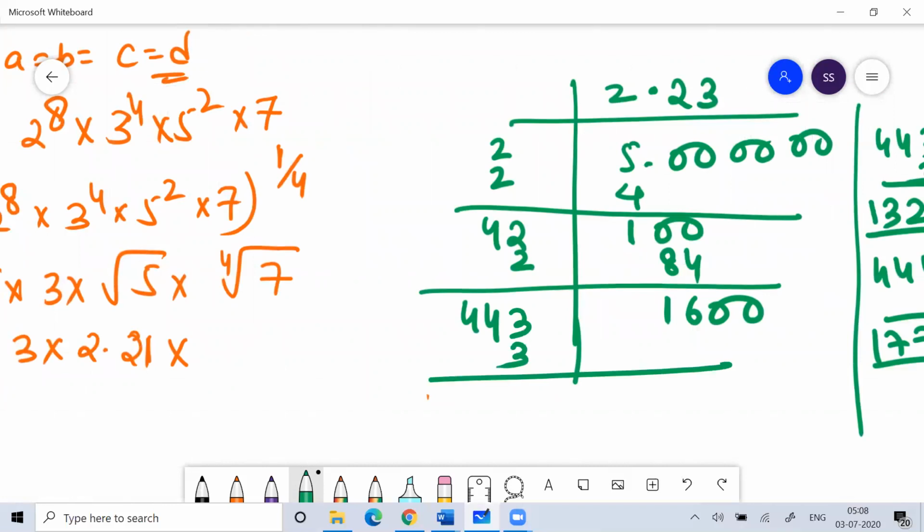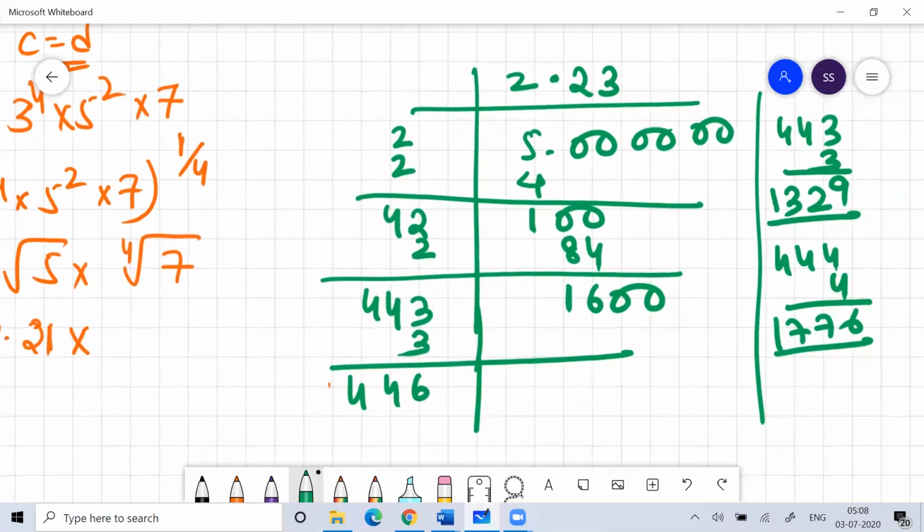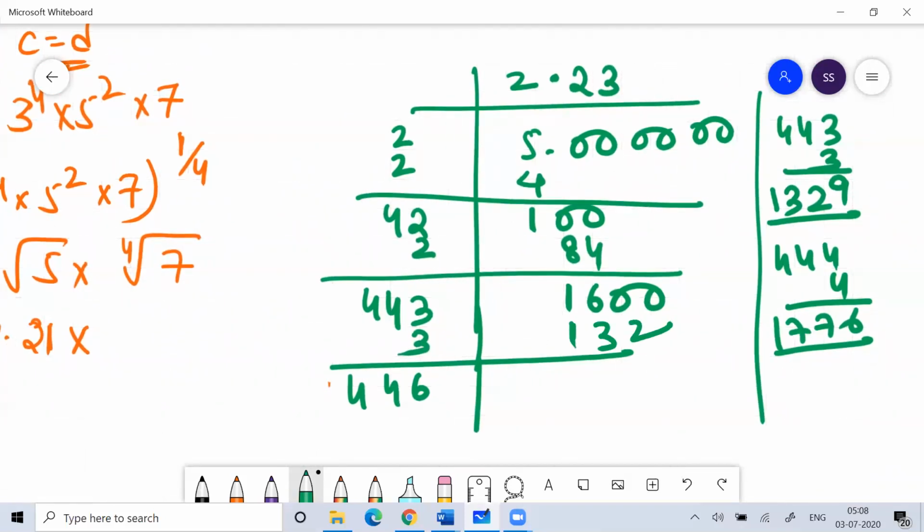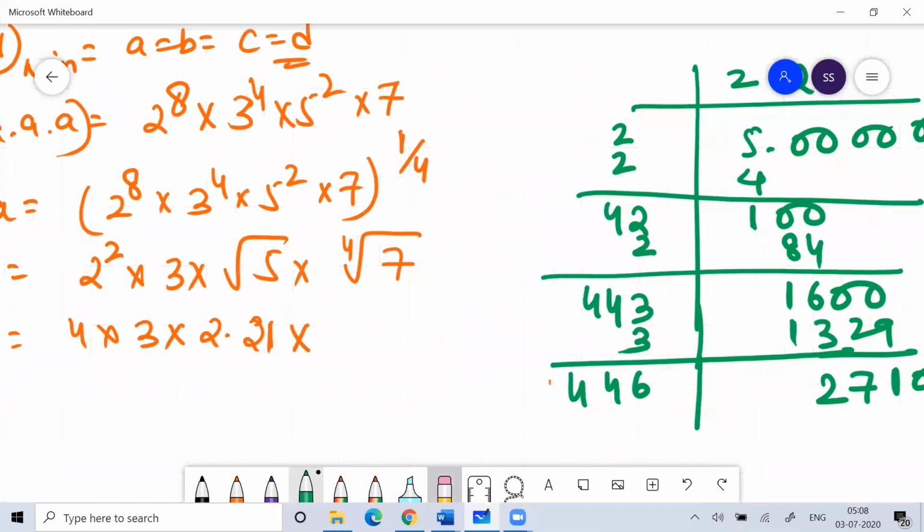This is 446. This is 1329. 1329 means what? 2.236 something you will get. Let me write. So this is 2.23. What is the fourth root of 7?